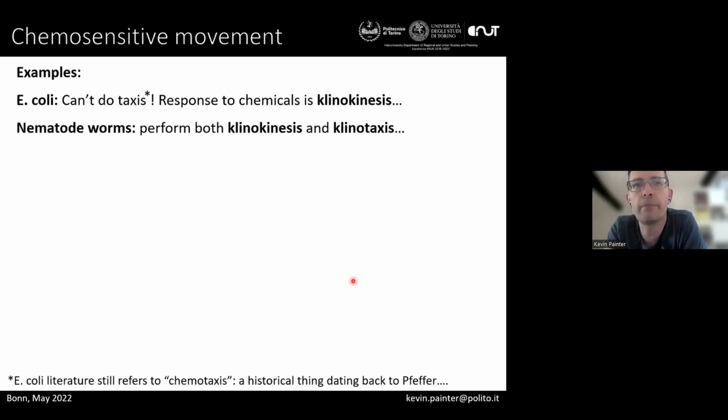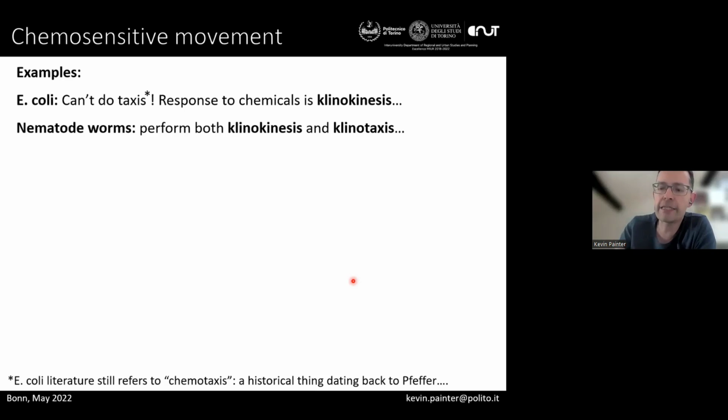E. coli is the most intensely studied organism for its chemotaxis behavior. But of course, it doesn't actually do chemotaxis by this terminology of Frenkel and Gunn. It does clinokinesis, but if you go into the literature, they're always talking about E. coli chemotaxis. And this is very much a historical thing that dates right back to the early stages of when chemotaxis was first uncovered in the 19th century.